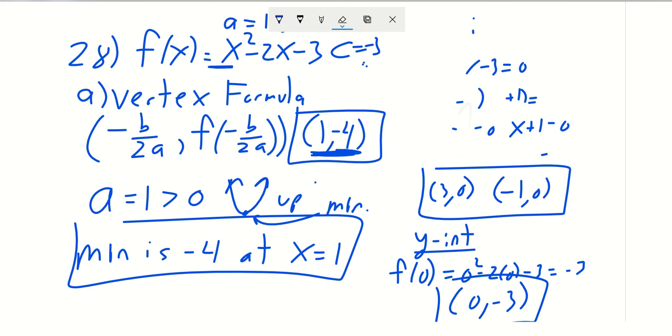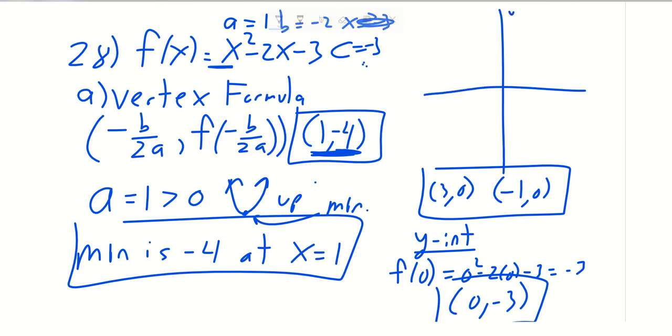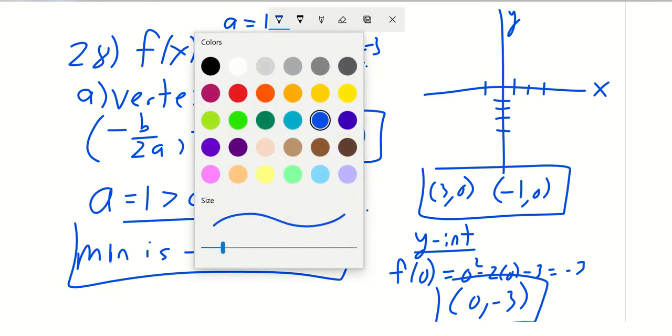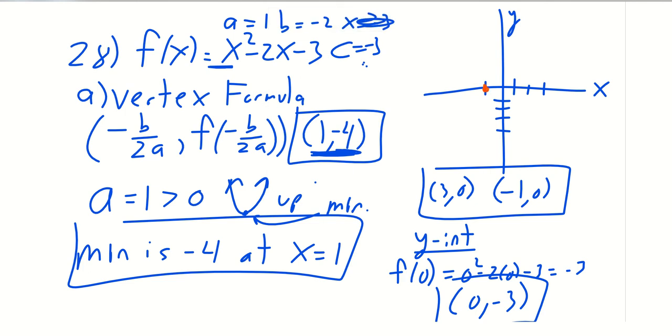We have our important points, namely the vertex and the intercepts. We know the axis of symmetry, and we know how the graph opens up. So we should be able to give a very good detailed sketch of this graph. Here's my y-axis, here's the x-axis. Vertex is at (1, -4), like this. We have an x-intercept at (-1, 0) and at (3, 0).